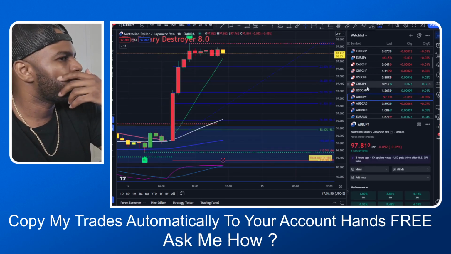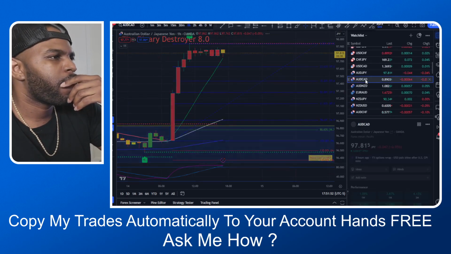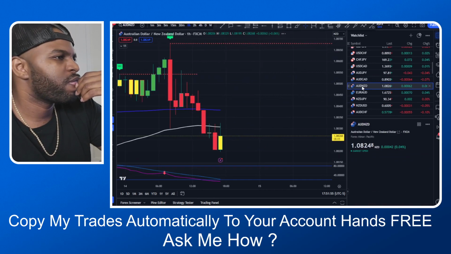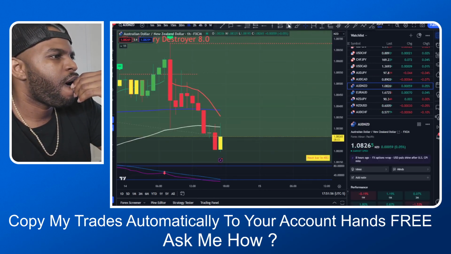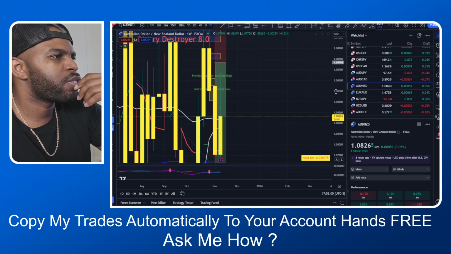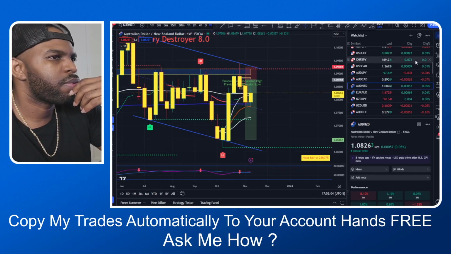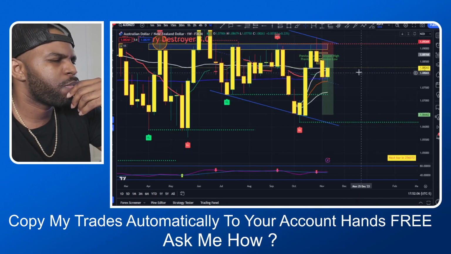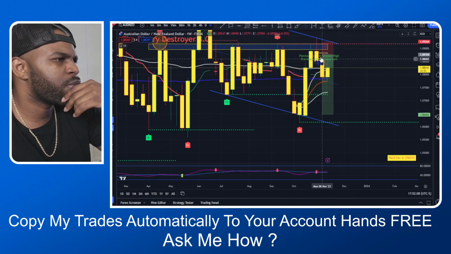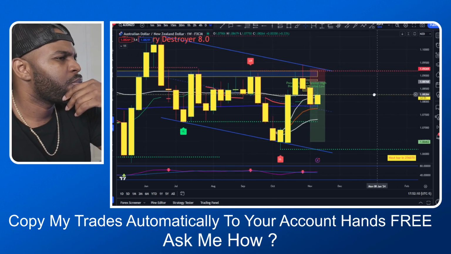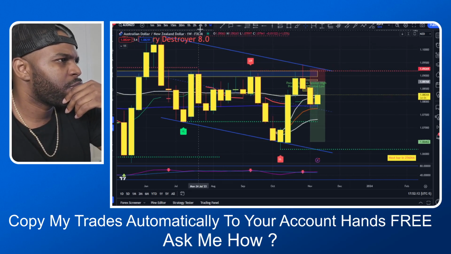Did I look at JPY? Yep. CAD, same thing. NZD. This is a play that I told you guys about last week that possibly can be a swing. Remember I told you guys this is a possible swing trade here. Price is still bearish at the moment here.